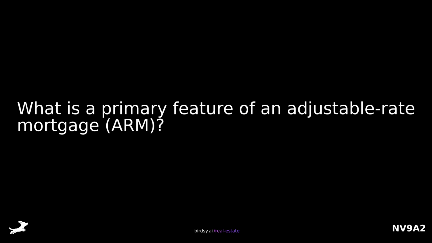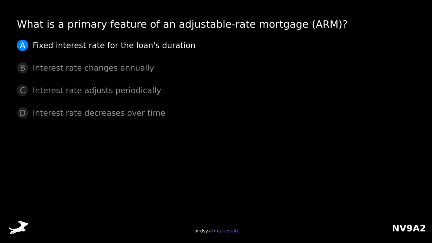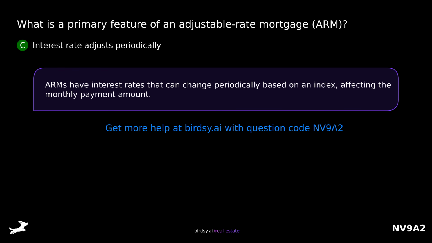What is a primary feature of an adjustable-rate mortgage? Is it A, fixed interest rate for the loan's duration? B, interest rate changes annually? C, interest rate adjusts periodically? Or D, interest rate decreases over time? The answer is C, interest rate adjusts periodically. ARMs have interest rates that can change periodically based on an index, affecting the monthly payment amount.